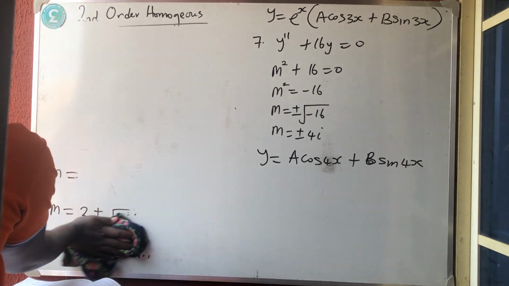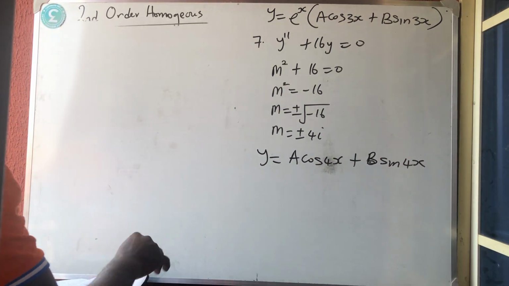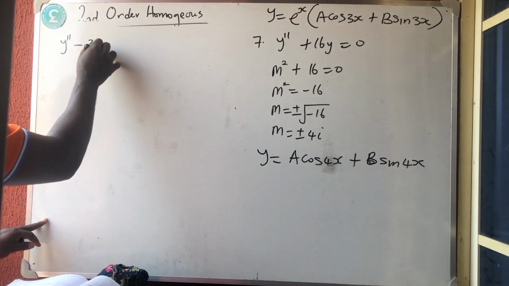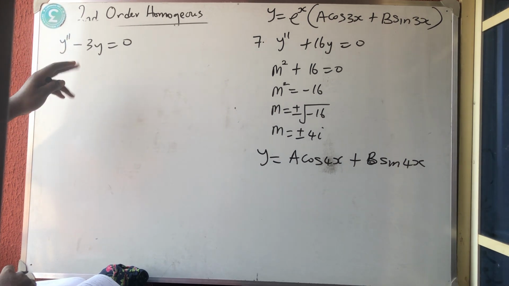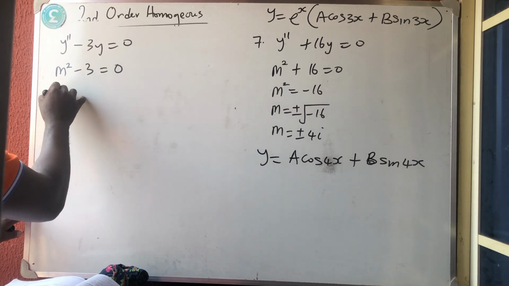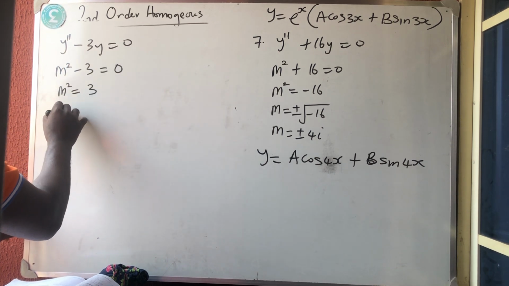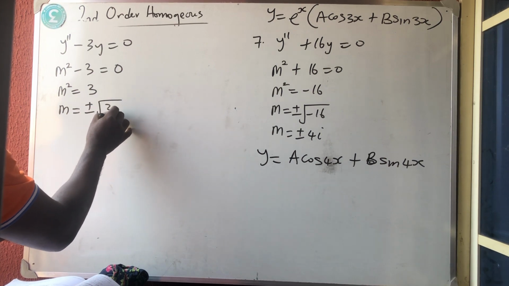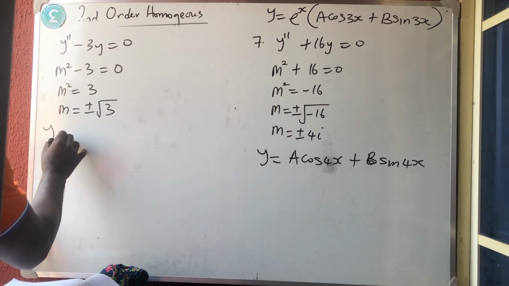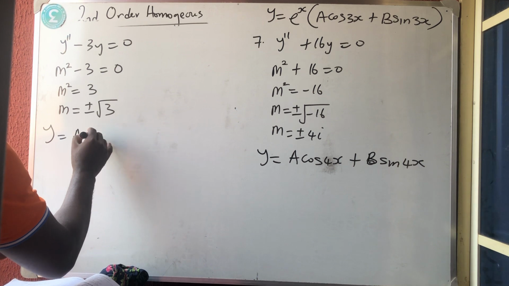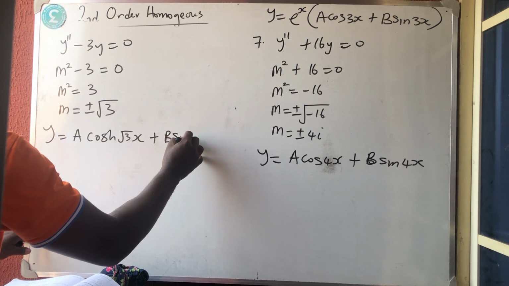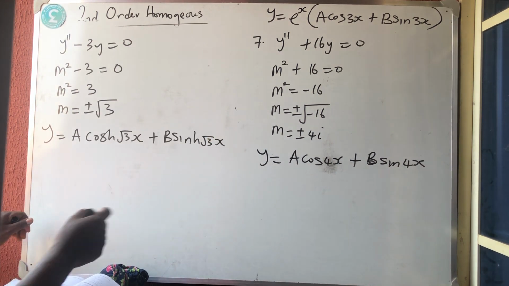So the next one said y prime prime minus 3y is equal to 0. See, this one does not have y prime, so don't forget. So what do we do now? m squared minus 3 is equal to 0. So I'm having that m squared is equal to 3. So m is equal to plus or minus the square root of 3. Okay, and 3 does not have a square root, and this is not complex, so it will have e to the power. So my y will now be a cos root 3x plus b sine root 3x. As simple as that.